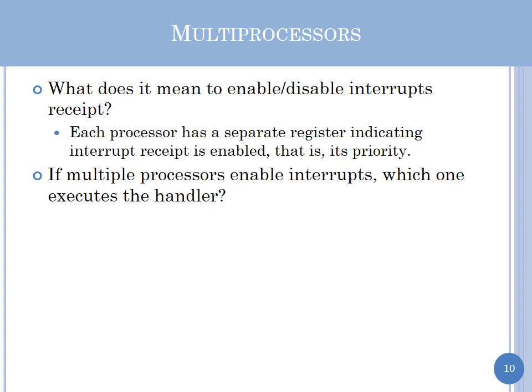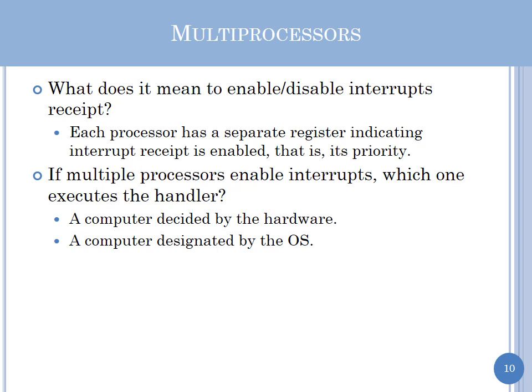Sure. So historically, we just have to see what decisions have been made by people. We can let our creative minds go, or we can just see what people have done. So what people have done is a CPU decided by the hardware, or a CPU designated by the OS. The first CPU that polls the interrupt. Remember, how do you find that interrupt? The CPU polls and checks the bits. So the first one that polls finds it and handles it. Okay? And all the choices that you guys have are all possibilities, but these are the ones, I believe, that have actually been implemented.